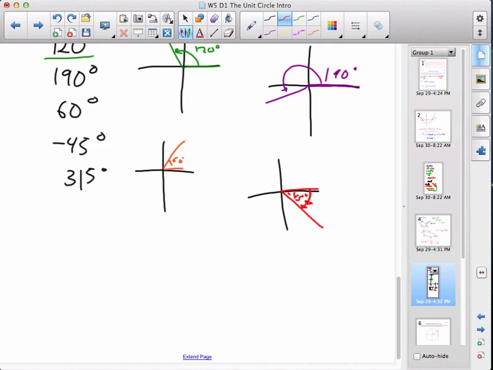What about 315? Kira. It's actually in the same place as 45, but instead of drawing the arrow going downwards, you draw it coming all the way around the origin. Nice. So 315 degrees and negative 45 degrees.